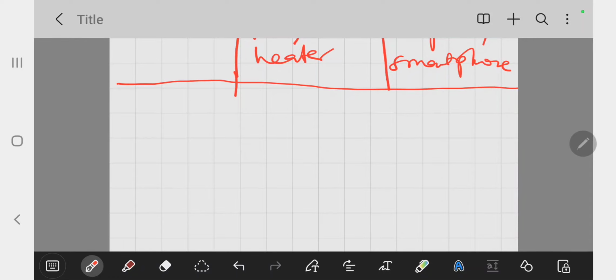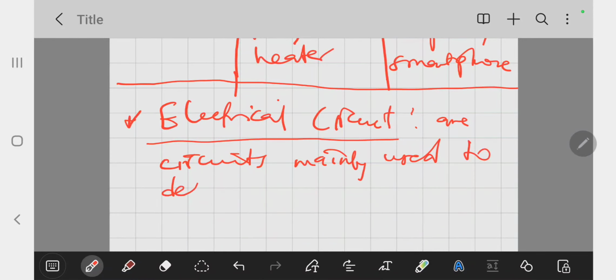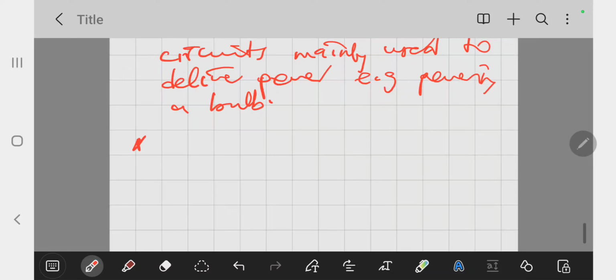So in summary now, if we want to define what an electrical circuit is, we can simply say these are circuits mainly used to deliver power, e.g. powering a bulb. That's the main purpose of an electrical circuit.